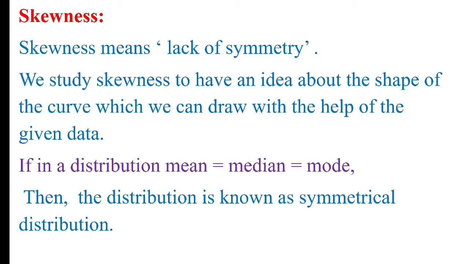In a distribution, if the mean, median and mode values are equal, then we can say it is a symmetric distribution. It's called a normal distribution, a symmetrical distribution. Suppose they are not equal, then we will talk about skewness. We are going to see that now.